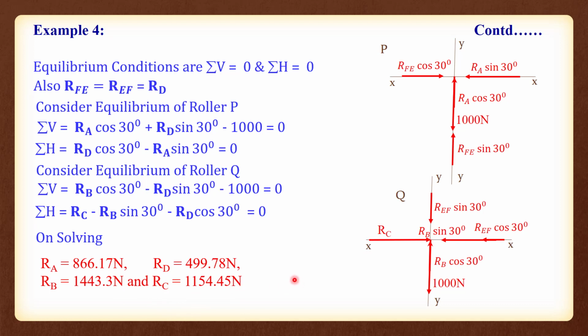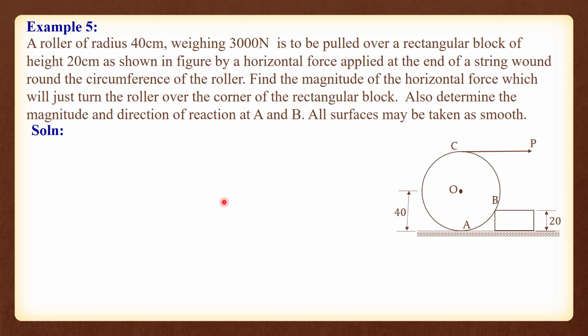1154.45 Newton. Now let's move on to the last question of the section. A roller of radius 40 cm weighing 3000 Newton is to be pulled over a rectangular block of height 20 cm as shown in figure by a horizontal force applied at the end of a string wound round the circumference of the roller. Find the magnitude of the horizontal force which will just turn the roller over the corner of the rectangular block. Also determine the magnitude and direction of reaction at A and B. All surfaces may be taken as smooth.